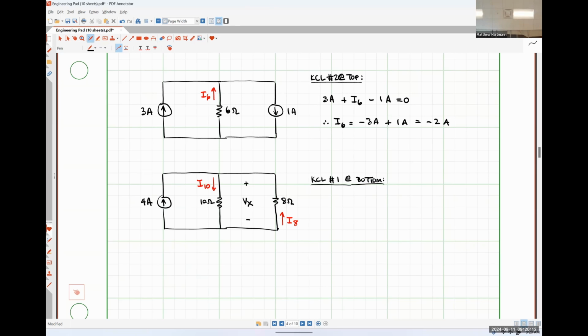So KCL number 1 says the currents flowing into the bottom node have to equal the currents flowing out of the bottom node. Okay. So what's our only current flowing into the bottom node? I10. And then our other two currents are both flowing out. So we're just going to add those guys together. So that's going to look like 4 amps plus I8.